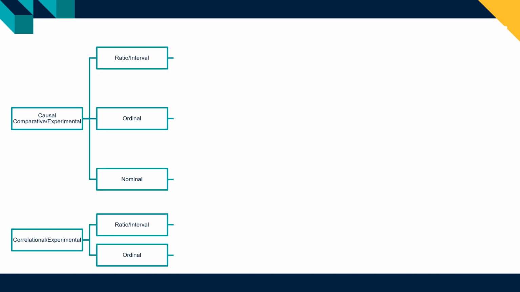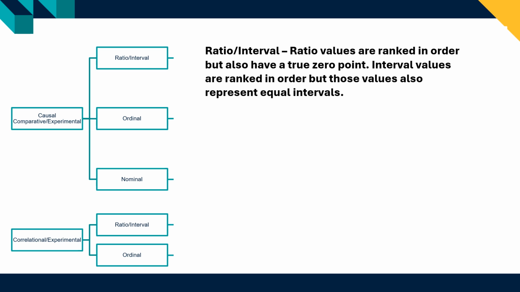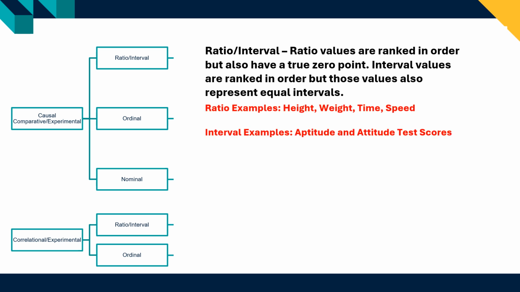The next step is to determine what type of data you're going to collect. If we're looking at ratio or interval data, ratio values are ranked in order, but also have a true 0 point. Interval values are also ranked in order, but those values have to represent equal intervals. Some ratio examples are height, weight, time, and speed. Some interval examples are aptitude and attitude test scores.